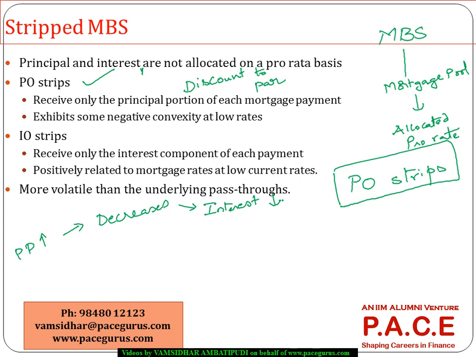So what we see in the case of the PO strip is the investor will get lesser amounts in the initial period, but will start getting higher amounts in the later period. Whereas when we are looking at the IO strip, the party will start getting more and more amounts in the initial phases, but as the maturity period increases, the party will start getting lesser and lesser.